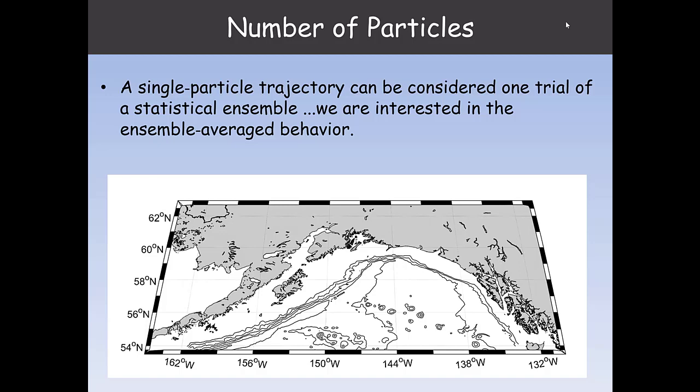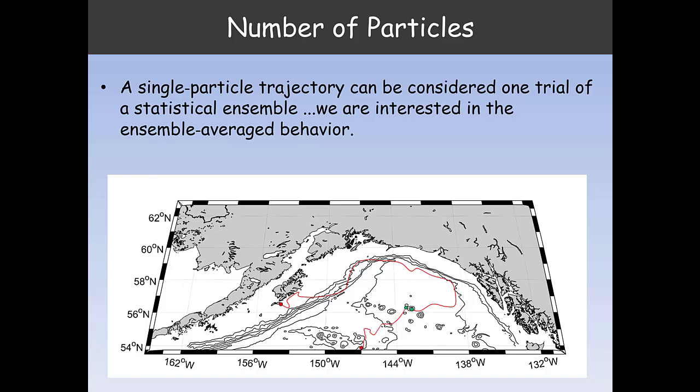So a single particle trajectory could be considered one trial of a statistical ensemble, but we're interested in the ensemble average behavior. So let's look at what one trajectory might look like. For example, here I was releasing individuals over a seamount in the Gulf of Alaska, and I see that it ended up south of Kodiak Island.